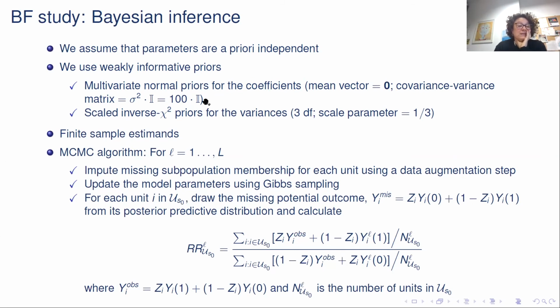And here are some details of the priors. We essentially use weakly informative priors for all of the coefficients. And again, we focus on finite sample estimates, namely, we imputed the missing potential outcomes within the MCMC algorithms for all of the families, and specifically all the families that at a specific draw or step of the MCMC algorithm belong to US0.